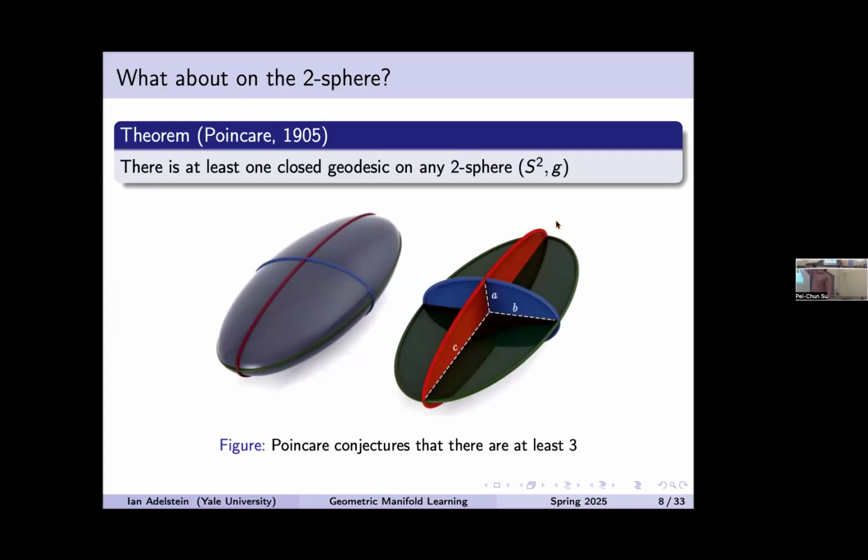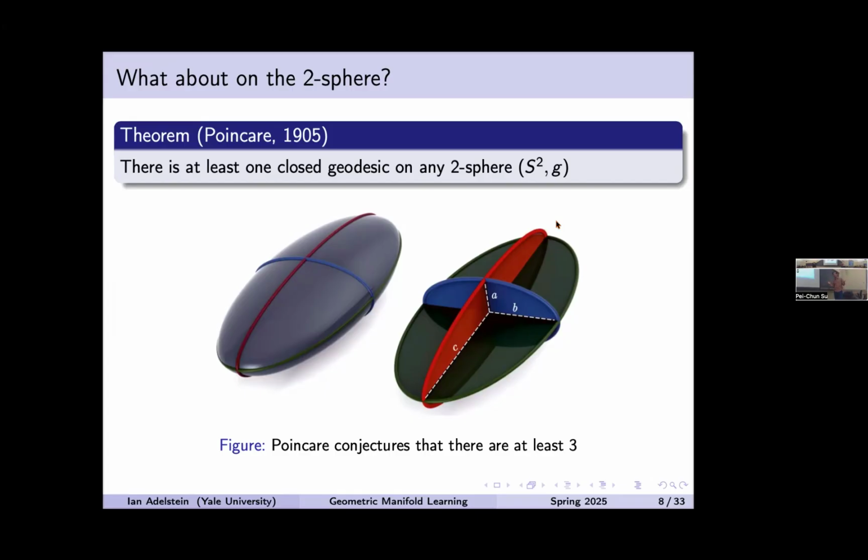Poincare is thinking about arbitrary two-spheres. So I'll write that like this. This is a topological two-sphere with an arbitrary Riemannian metric, not necessarily the standard one. Maybe it looks like a triaxial ellipsoid, or maybe it looks much weirder than this. But Poincare shows that there's at least one closed geodesic on any Riemannian two-sphere.